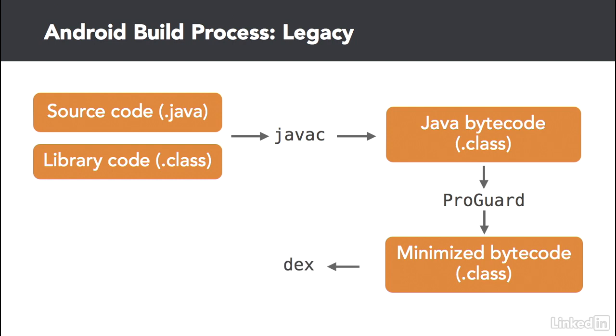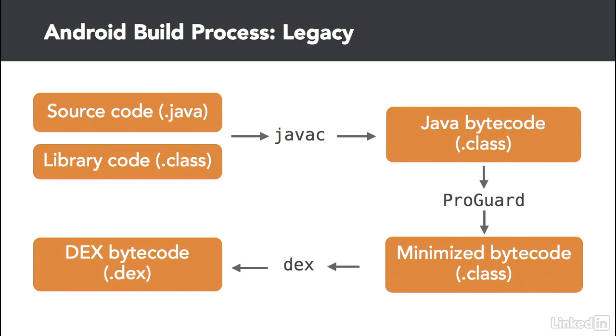Then, these files are taken through a tool called DEX, which turns the files into DEX-based bytecode. DEX bytecode is universal bytecode for Android, and this is what's actually packaged in the application when it's deployed to devices through the app store. Now, if you configure your project to use the Jack compiler to allow you to use, for example, Java 8-based syntax, the process of building the app is a little bit different.